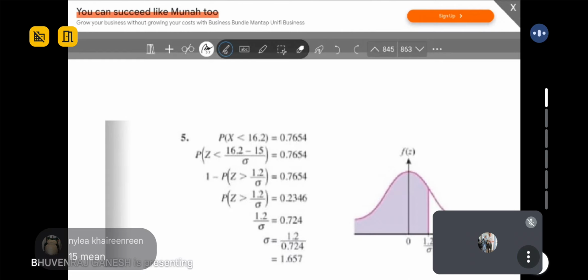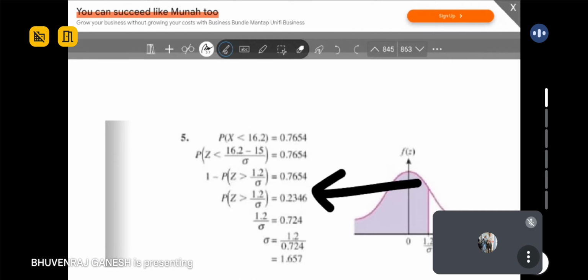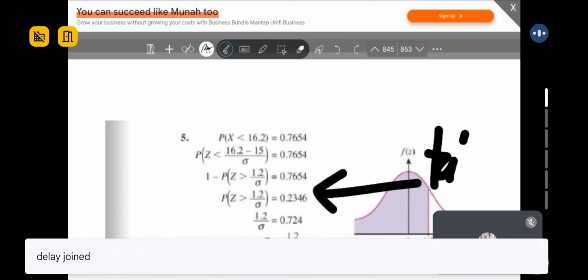From less than, become greater than. Where got 15? 15 is the mean, diberi dalam soalan. Bila dah selesaikan yang tu, boleh tengok table dan buat. Kat sini, guys. Over here, this is where you refer table.